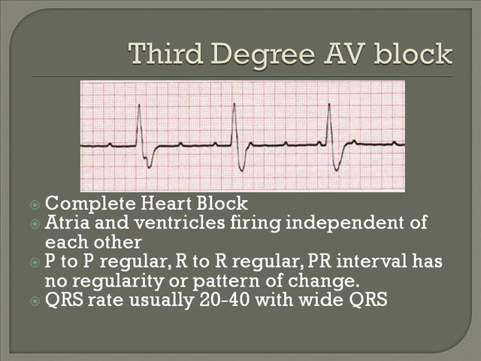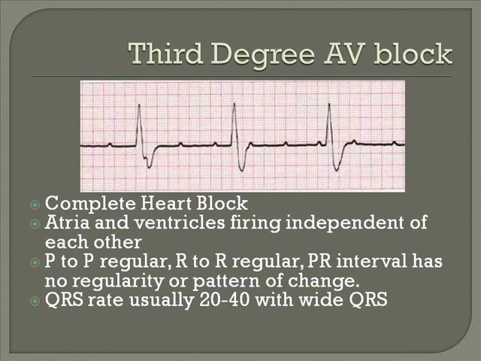Now, the most severe type of heart block, known as third degree AV block, also called complete heart block, means that there's no communication between the atria and the ventricles whatsoever. They are each doing their own thing, they just aren't talking to each other. Now, if you measure the P to P interval, it is regular, and if you measure the R to R interval, it is also regular.